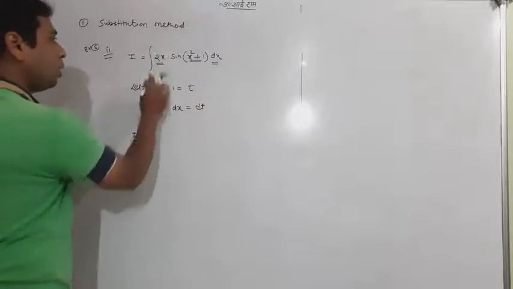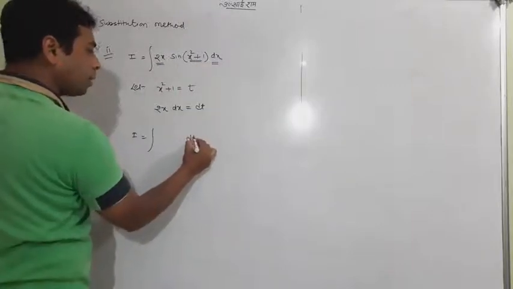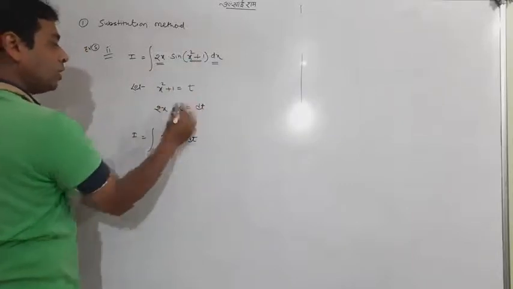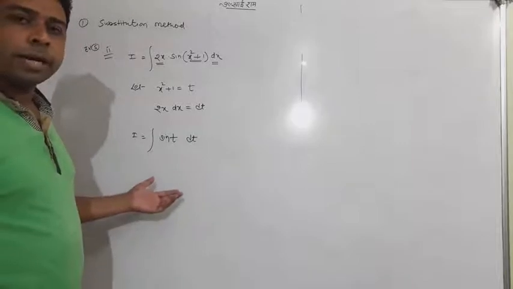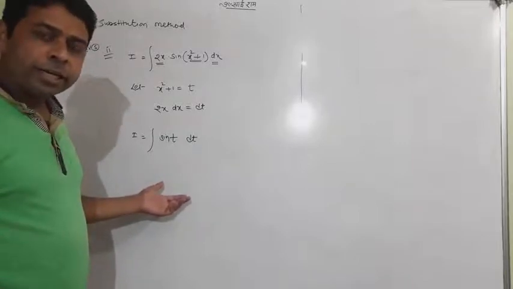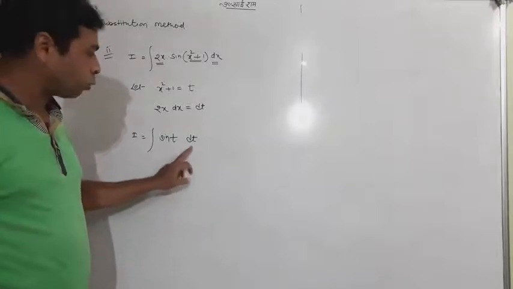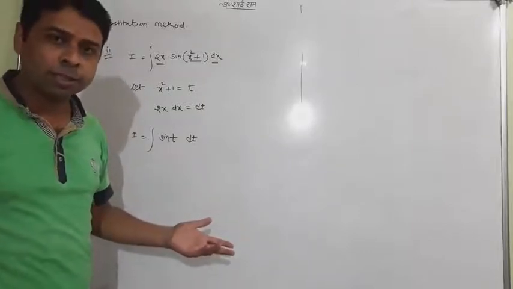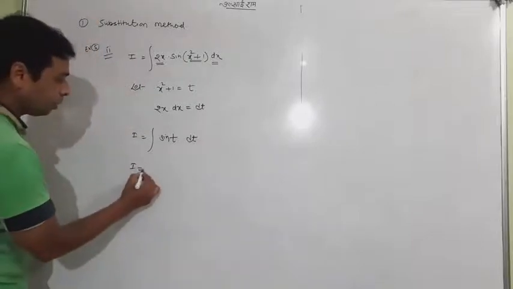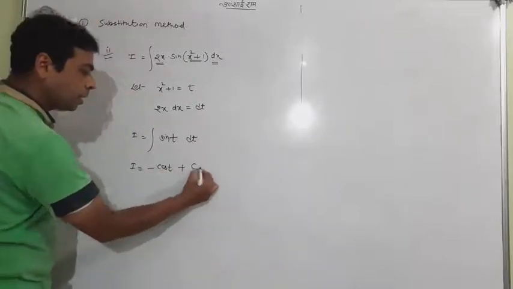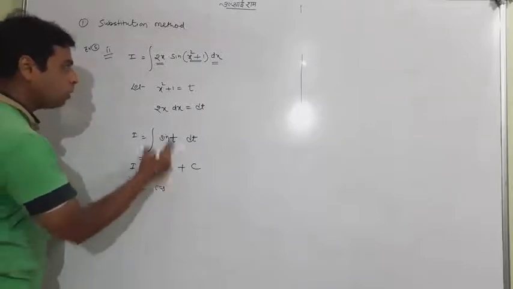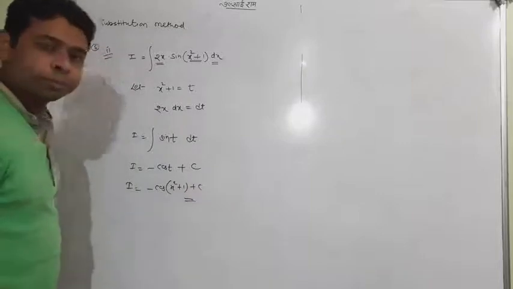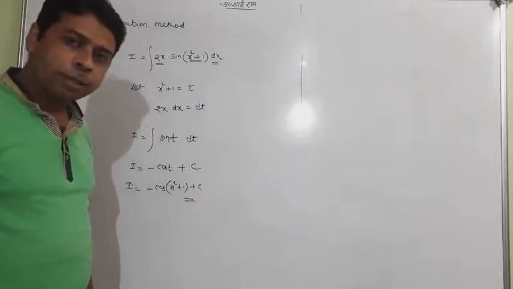Now in the question, instead of these two terms we write dt, and the sine and this whole angle was t. So the question becomes integral of sine t dt. It indicates the integration of sine t with respect to t. As you know, the integration of sine x with respect to x was minus cos x. This time sine t has an integration of minus cos t plus c, and finally put the value of t, which was x square plus 1, and that's the answer of the question. So it's very simple.